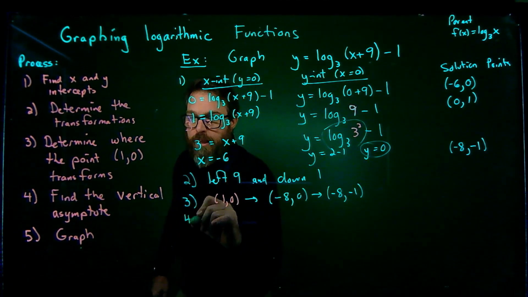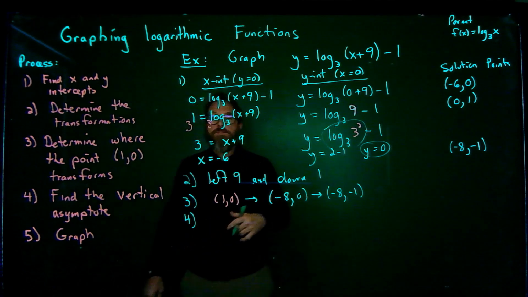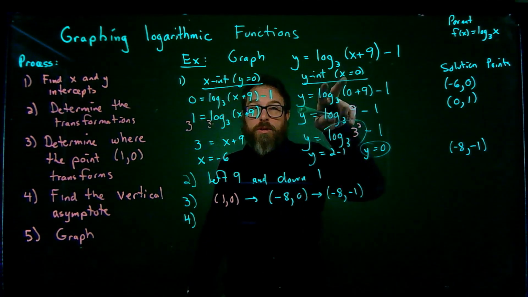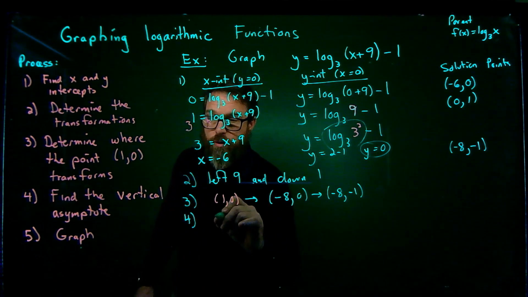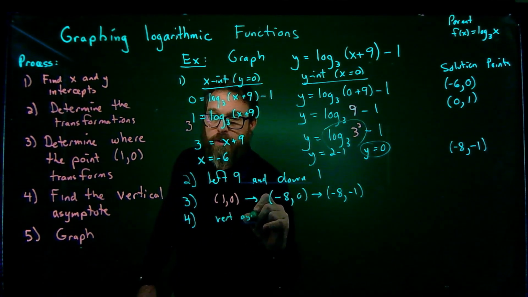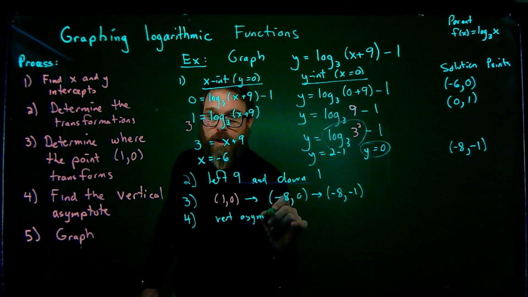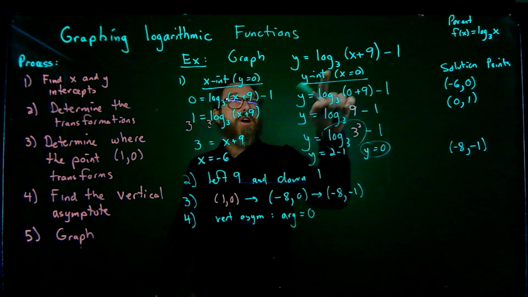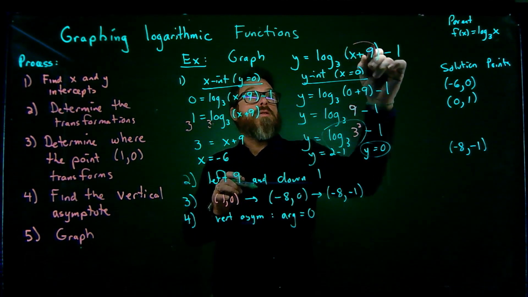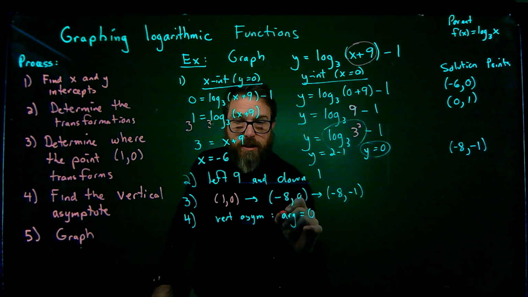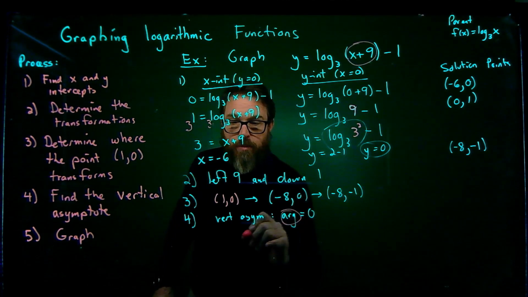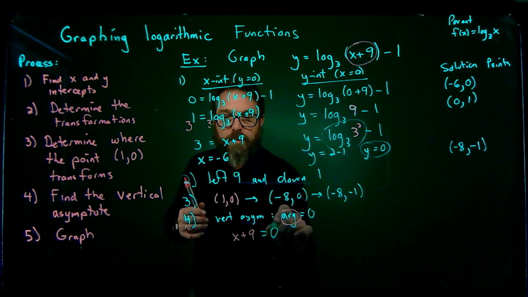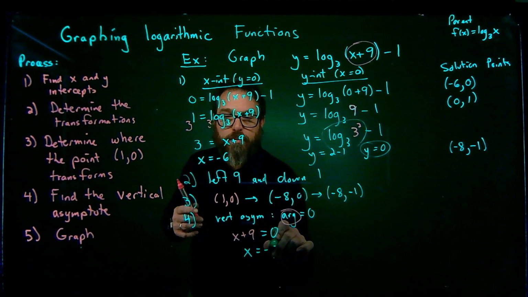For 4, we're going to look at the vertical asymptote. Vertical asymptotes happen for logarithms when the argument is equal to 0. So in order to find a vertical asymptote, this is when the argument is equal to 0. The argument being this piece here. So that's the argument. So this argument is going to be 0 when x plus 9 is equal to 0. So x is going to be equal to minus 9.